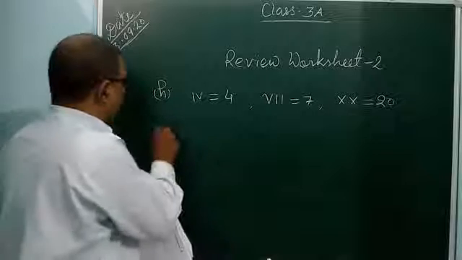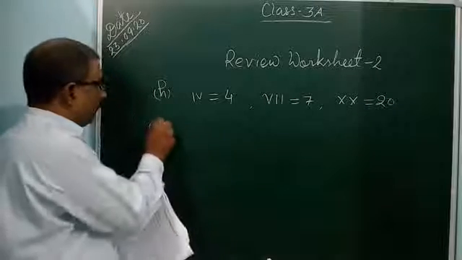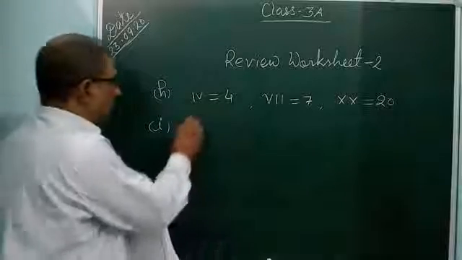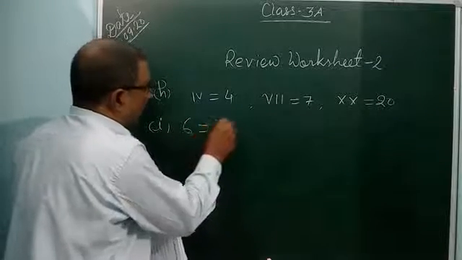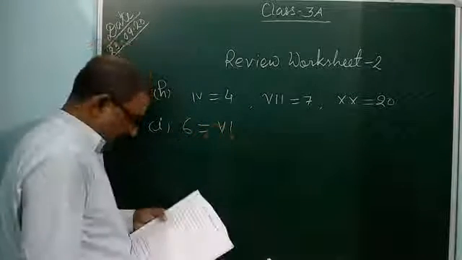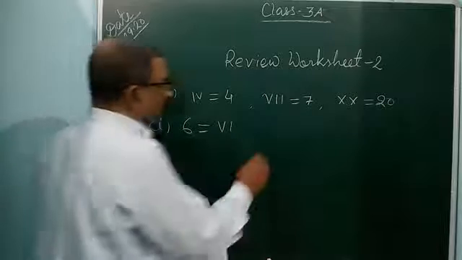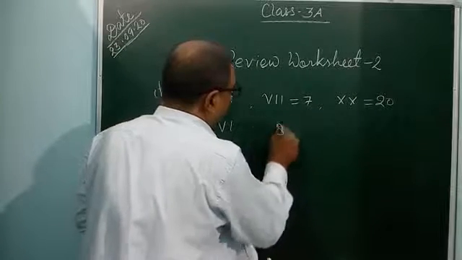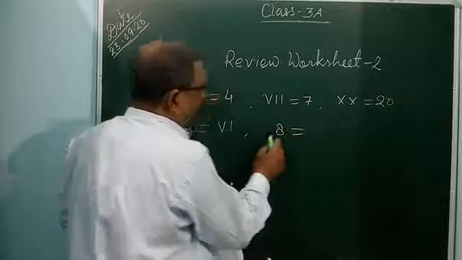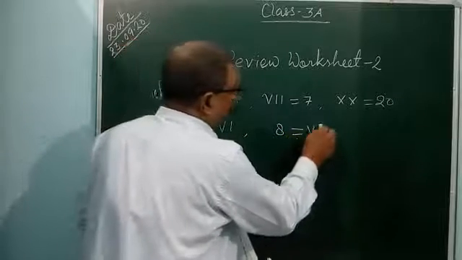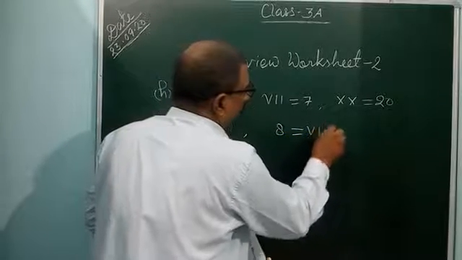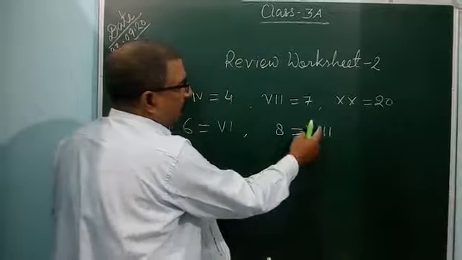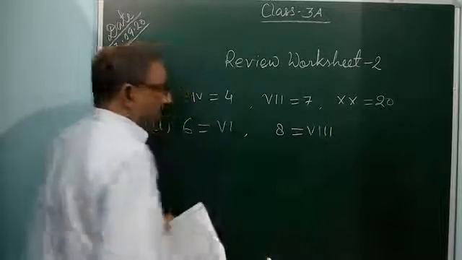And I given, write in Roman numerals 6 given. How can you write 6? As 5 and plus 1, 6. 8, 5 plus 3. For 8, how can you write? 8 means 5 plus 3, 5 plus 1, 2, 3. 5 plus 3, 5 and 3 times I.